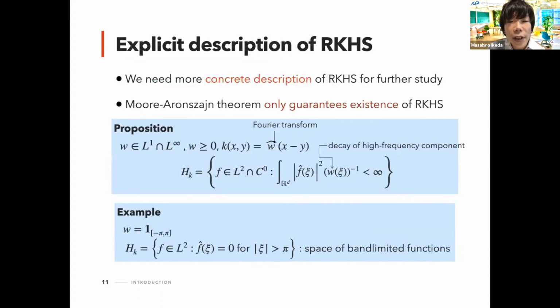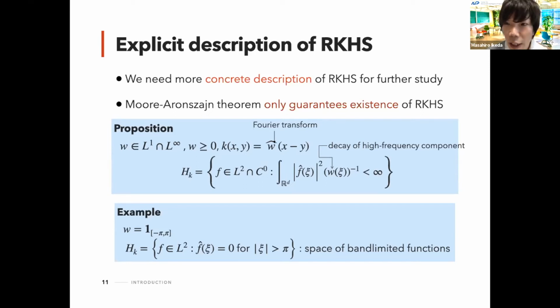And we want to discuss the boundedness of the Koopman operator on RKHS, but we need a more concrete expression of RKHS. In fact, the Moore-Aronszajn theorem only guarantees the existence of RKHS. So the following proposition is well known.